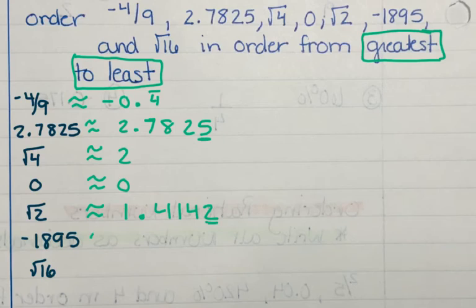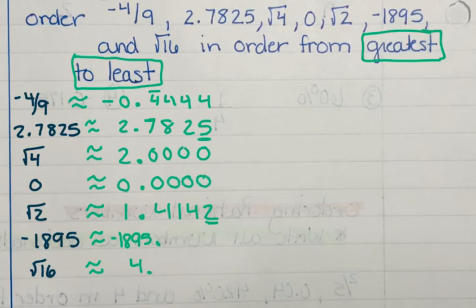Okay. Now I have -1.895. And then the square root of 16 is another perfect square. So 4 times 4 is 16. So this is going to change to 4. So now I need to go through and make sure they all have the same number of digits behind the decimal. So I'm going to add them in. So this was a 4 repeating. So I need to add 3 more 4s. So whole number 2. So I'm going to add zeros here, here, and here. So now I have the same number of digits.